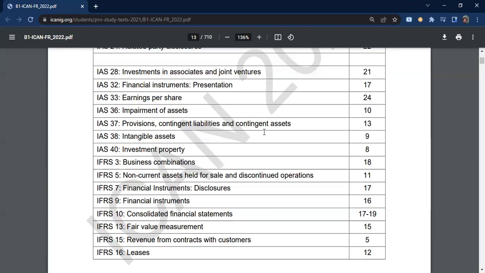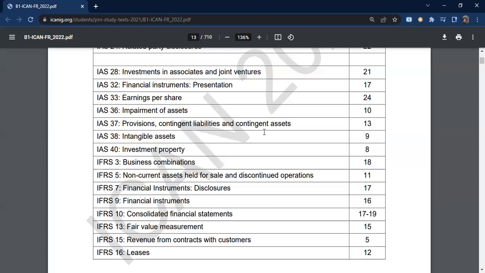We'll also be talking about business combination. Looking at the words, we have a parent company and we have a subsidiary. A parent company is a company that controls another entity. We'll also be looking at consolidated financial statements.